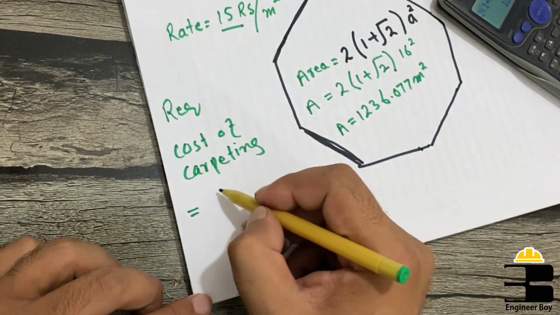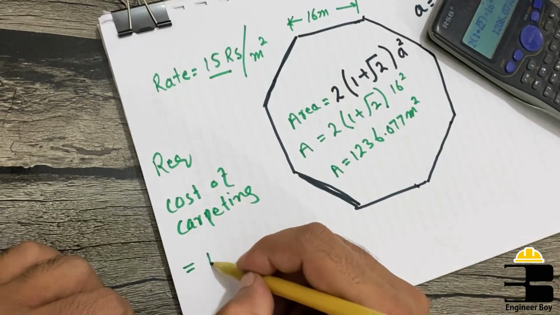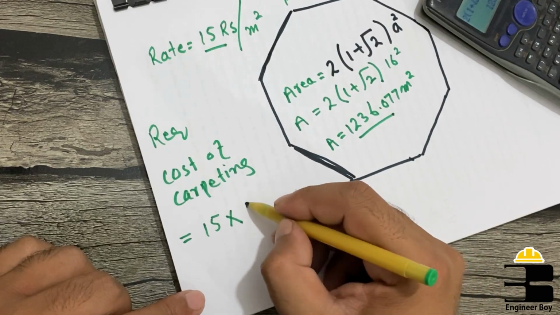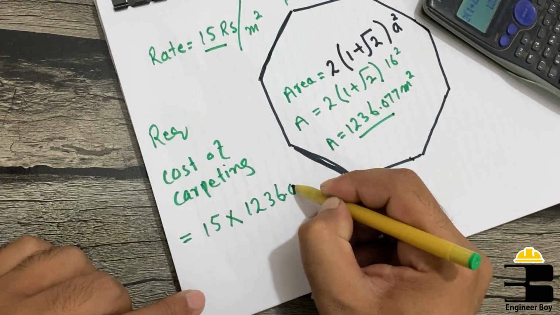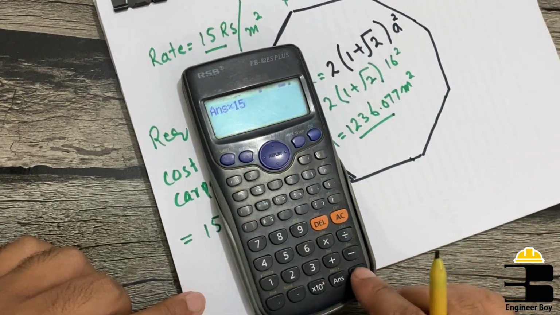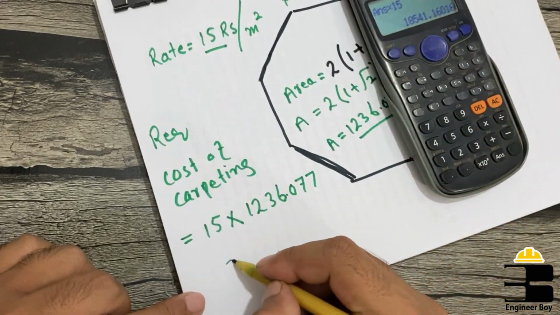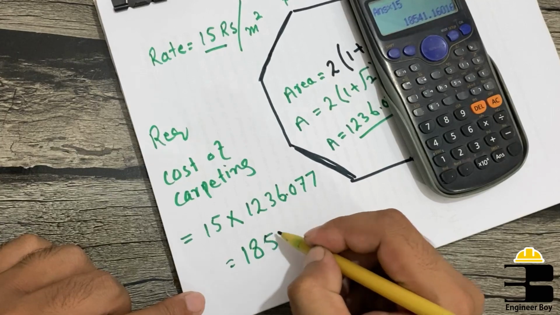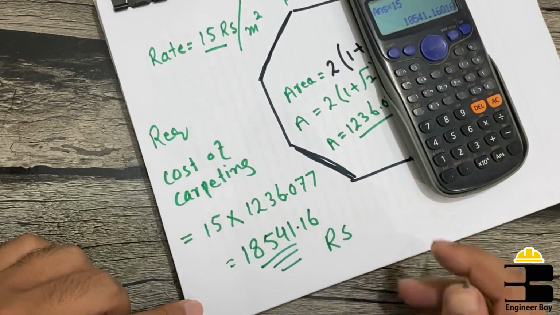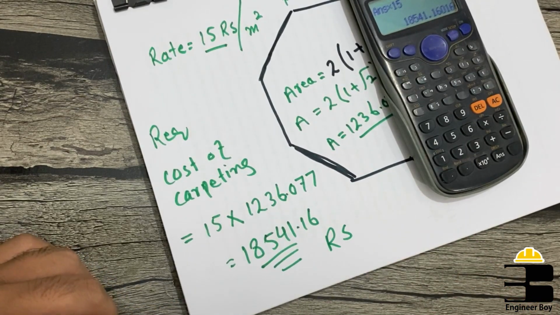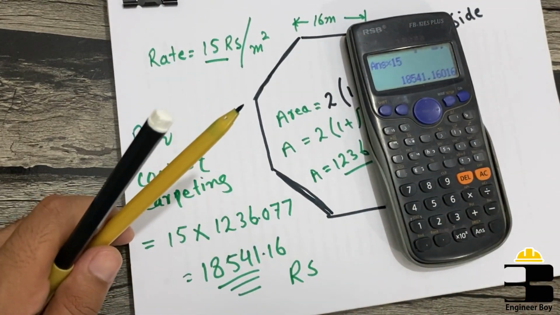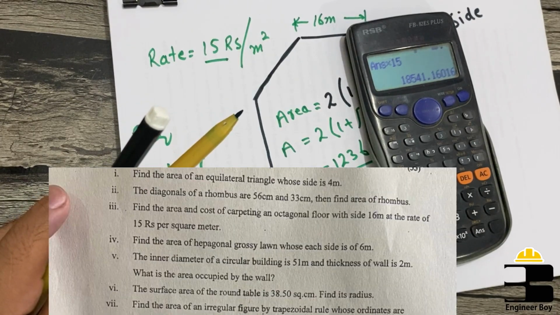must be the unit rate, which is 15, times the total area of the floor, which is 1236.077. So that is 15 times that, which is 18,541.16 RS. So that much money in rupees, or Pakistani rupees, we need to carpet this octagonal floor. Okay, so this is question 3, and another question, that is question 4.